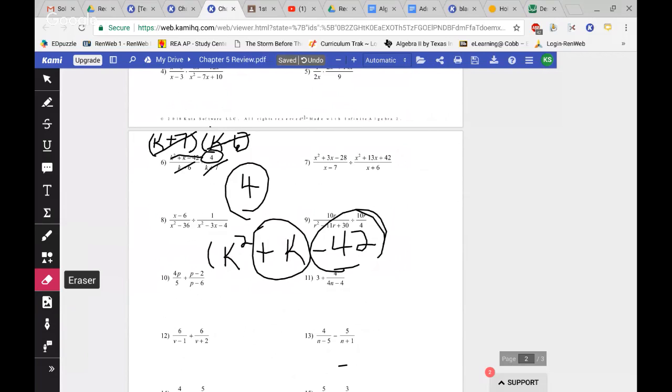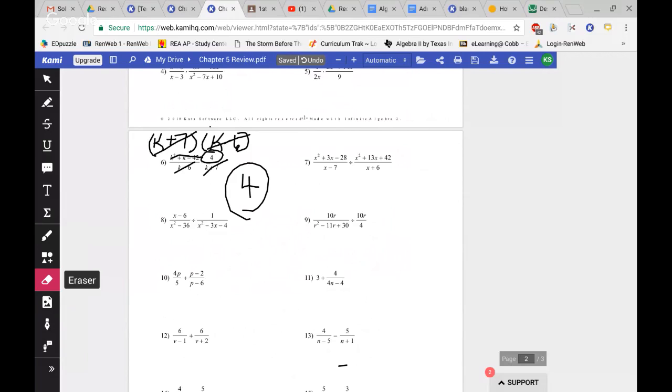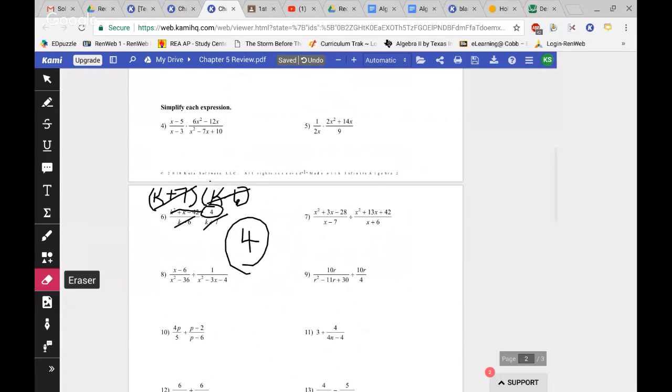So yes, those factors work for the multiplication side, but they didn't quite work for that middle piece. I don't know if y'all remember foiling real clearly or not, but that's where that middle piece comes in.